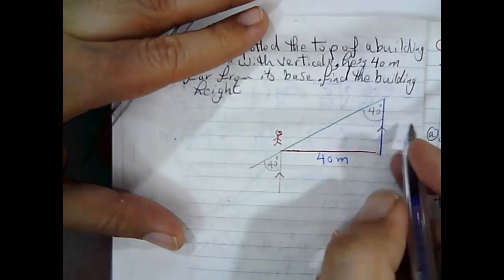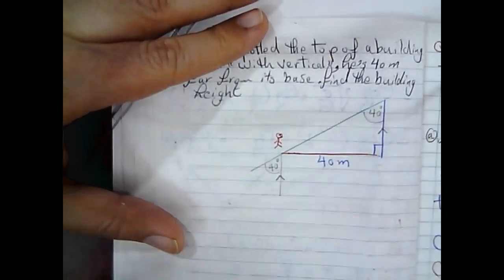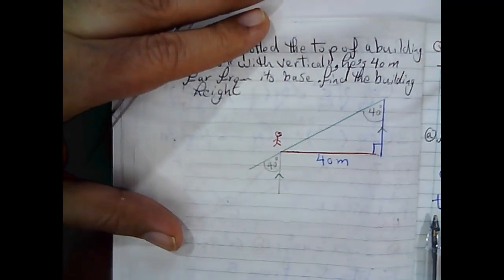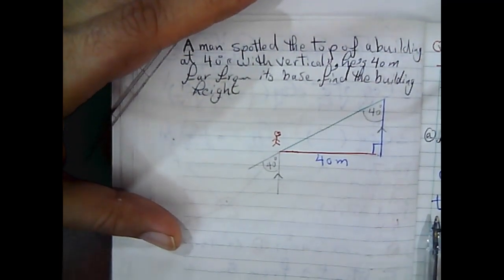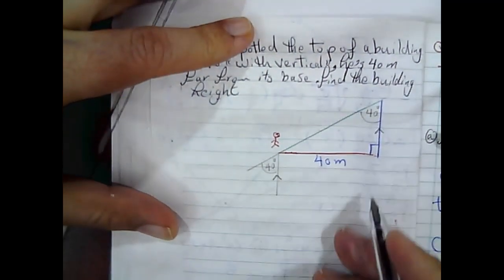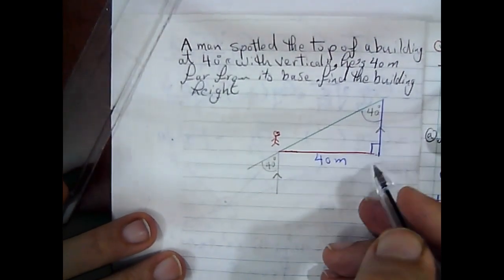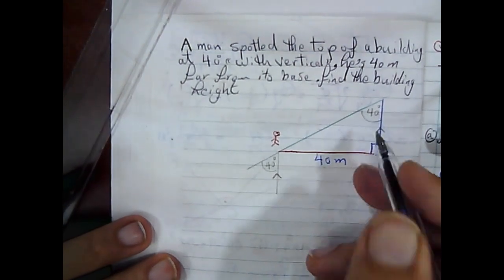Of course any horizontal line will be perpendicular to any vertical line, so the angle here is 90 degrees. After that we will use the trigonometry rules, depending on what we want to find. We want to find the height of the building, so we have to write the names of these lines with respect to this acute angle that we have.